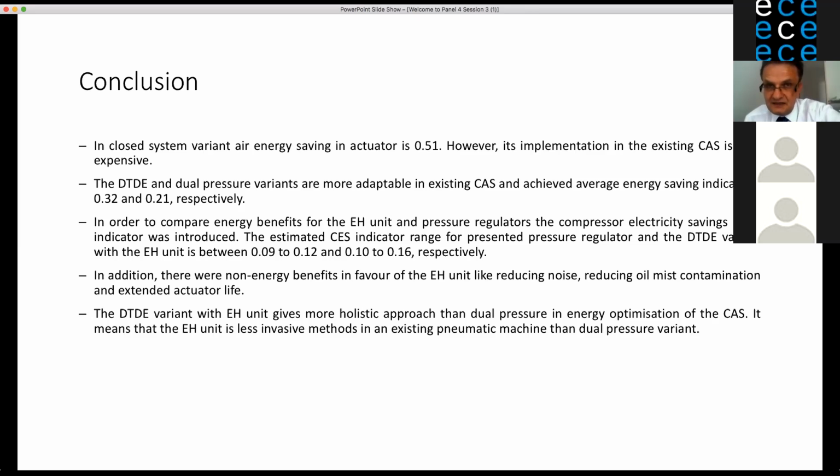And this stored energy, or waste of energy, we can utilize using our energy harvesting system, which we have seen in this movie.